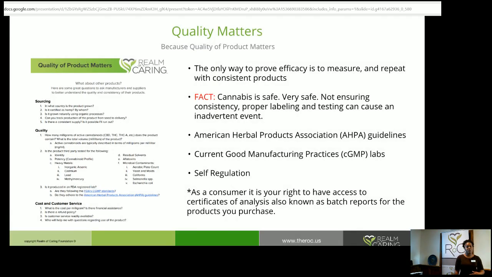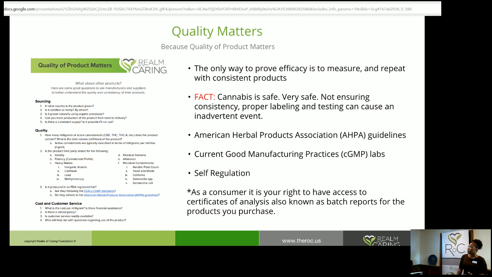When we're talking about quality and dosing and administration methods, we really want to make sure that we're suggesting quality products to clients. So Realm of Caring has made a Quality Matters checklist. This resource is available for you as a consumer. When you're shopping for whole plant hemp products, you want to make sure that you can ask questions and have your questions answered thoroughly in a prompt time frame. Realm of Caring has this, and that's how we vet the products that we support as well.